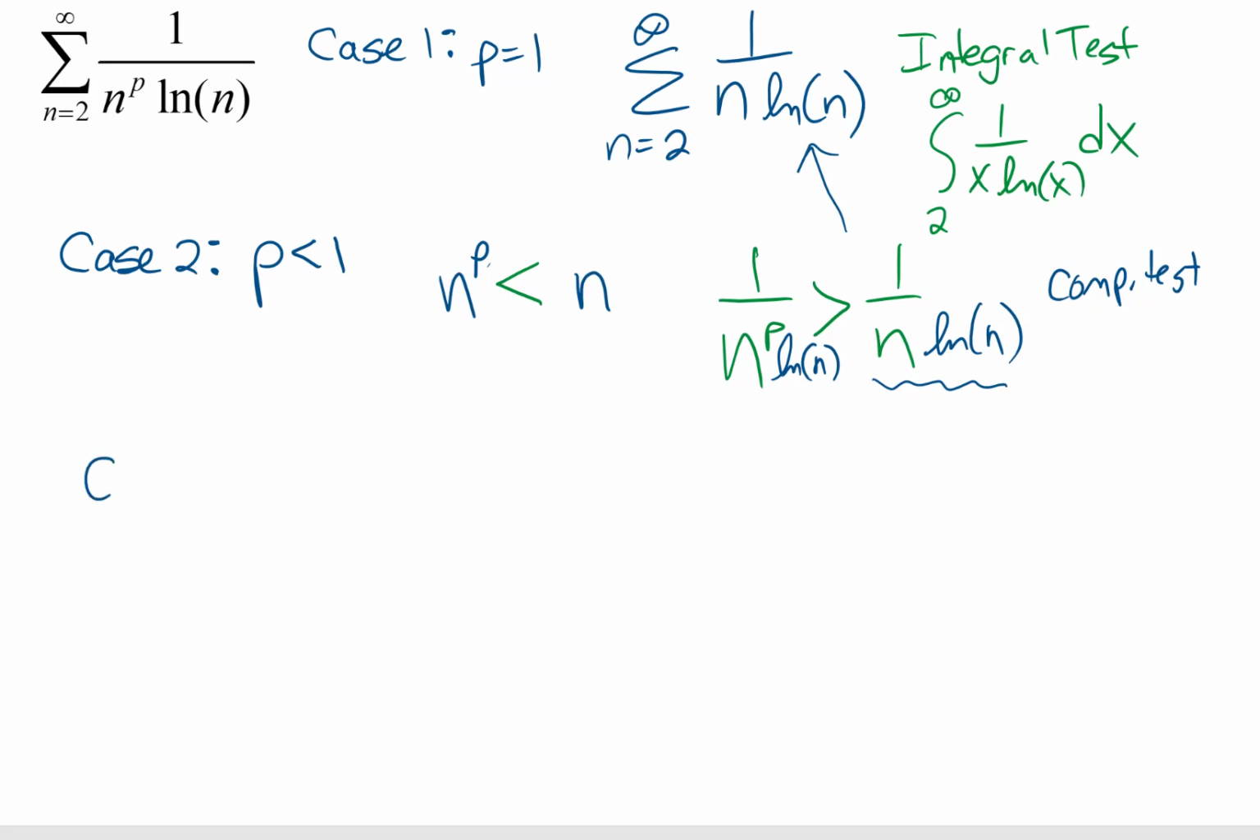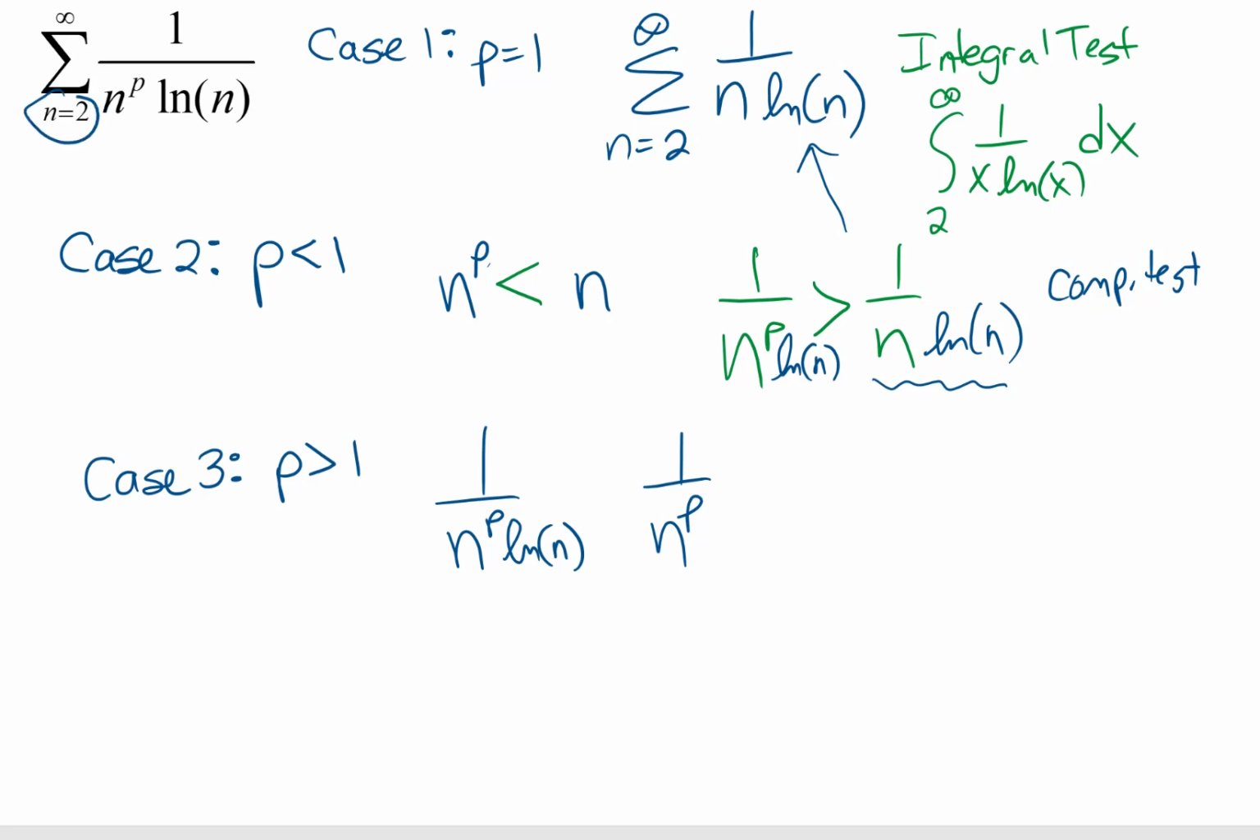And now we've got case 3. And case 3 would be what's going to happen if p is greater than 1. So let's look at that. If we have p greater than 1, let's write 1 over n to the p, and we're going to compare it over here, 1 over n to the p, and here I'm going to put a natural log of n so that it looks like what we're trying to test, and we'll see if we can figure out which way the inequality sign is going.